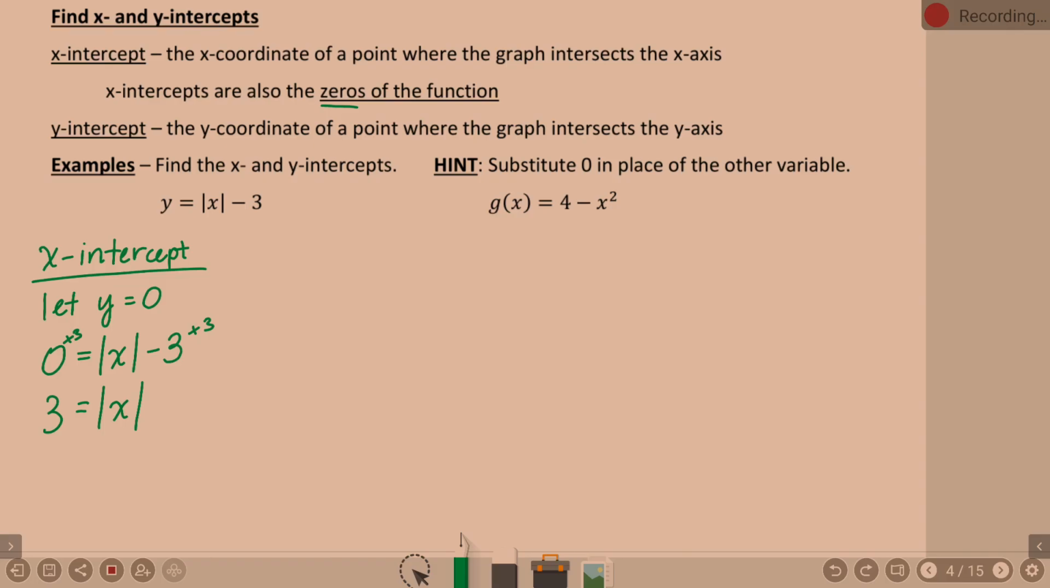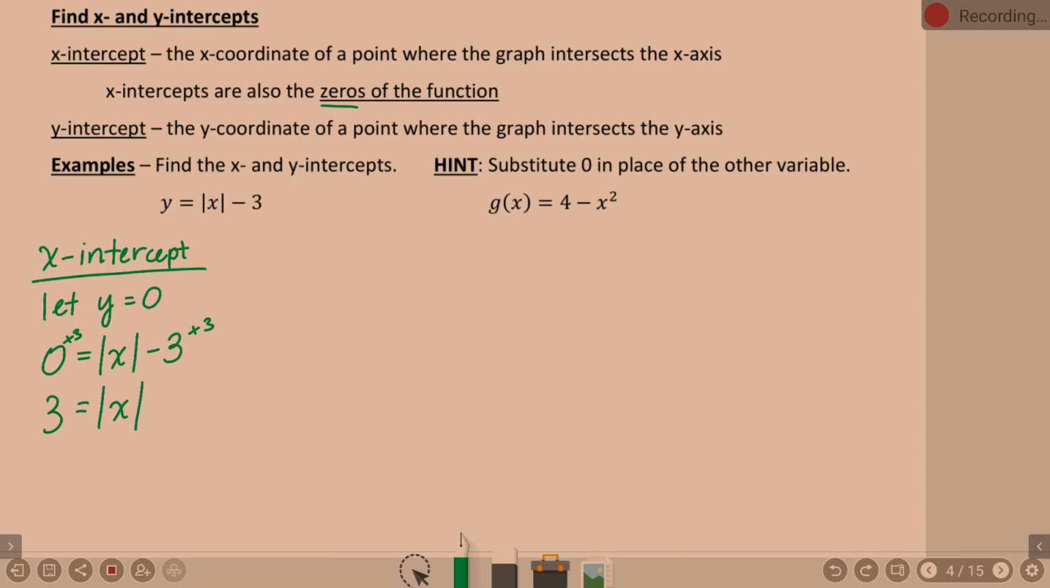3 or negative 3. Okay. You guys agree with that? 3 or negative 3? Obviously, if it says absolute value of x equals 3, 3 is an answer, right? Why negative 3? Because the absolute value of negative 3 is just 3.